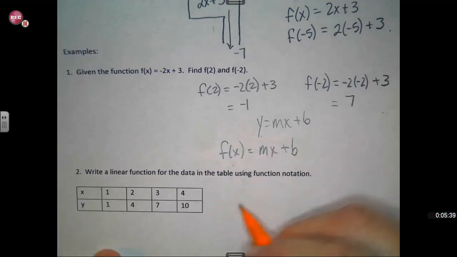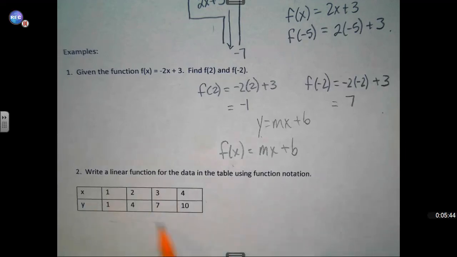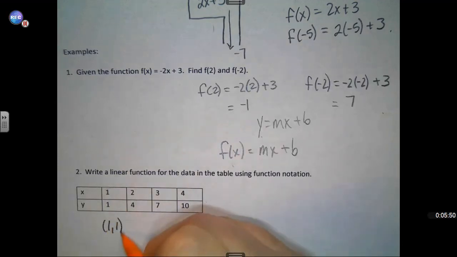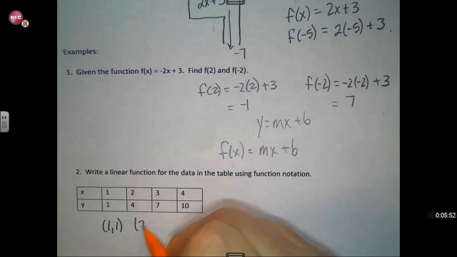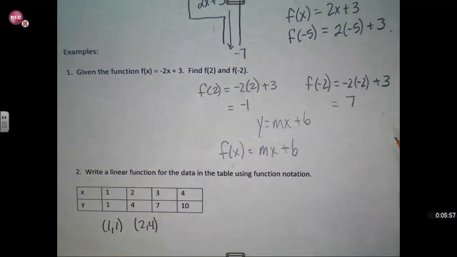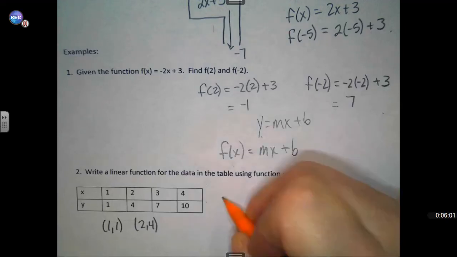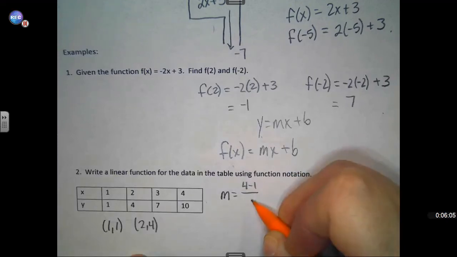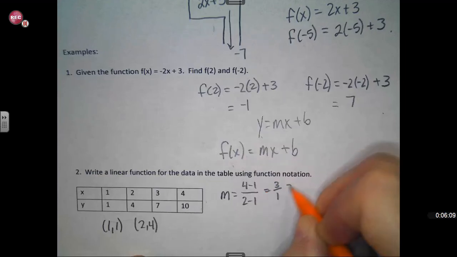If they want us to find the linear function that represents the data in this box, this is just like saying, here are your ordered pairs: (1, 1), (2, 4), (3, 7), (4, 10). And from that, we only need 2 points to find the slope. So the slope is 4 minus 1 over 2 minus 1, which is 3 over 1, or 3.